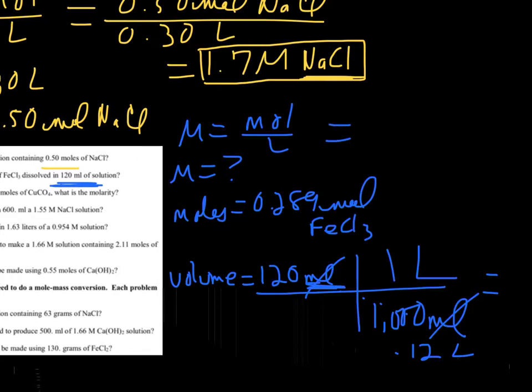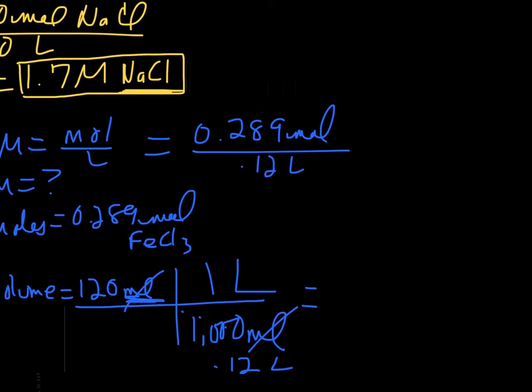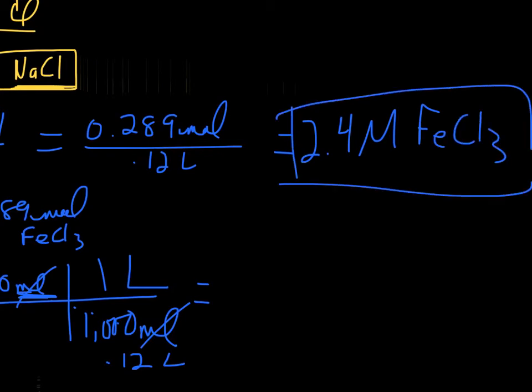So now I can go back and plug all that in. So I'm going to write this down. Pause the video and check your answer. Let's see, what I get is 2.4 molar, and I have to say which substance I'm working with here. It's iron 3 chloride.